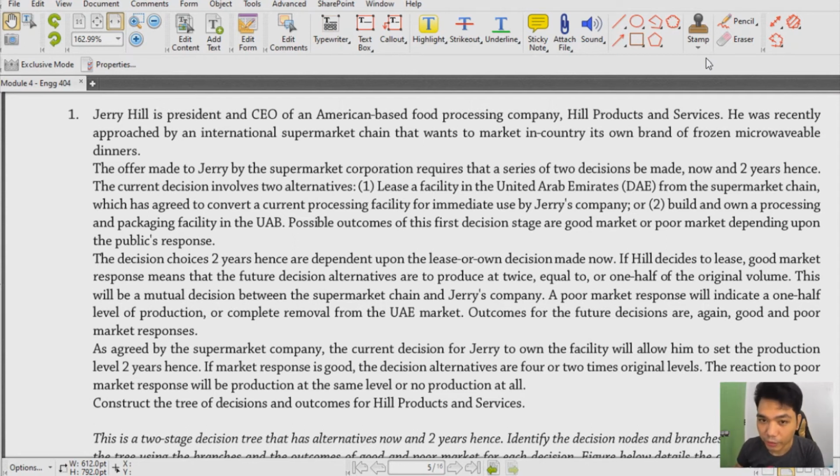So dito nag-start yung magulo nating kwento, no? Though magulo siya sa una talaga pag binasa. So requires that a series of 2 decisions be made now and 2 years hence. So 2 years in the future or now.